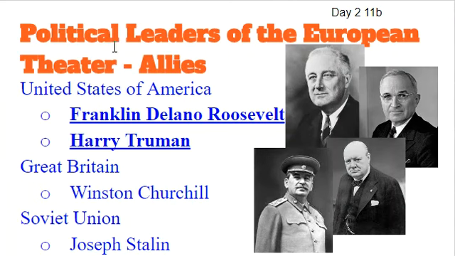These are some of the political leaders of the European theater. And first, from the United States, we had Franklin Delano Roosevelt. He was the president. And we also had Harry Truman. He was the vice president. Towards the end of the war, Franklin Roosevelt dies, then Harry Truman becomes president. Great Britain had Winston Churchill, and the Soviet Union had Joseph Stalin. So these were all political leaders of the European theater that were allies.